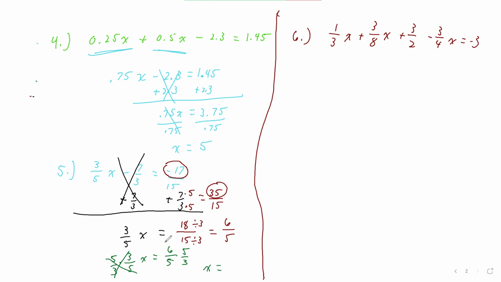And then now we can multiply. So 6 times 5, 5 times 3. Simplify, what's 30 over 15? Not quite. How many times does 15 go into 30? 2. Yeah. Very good.